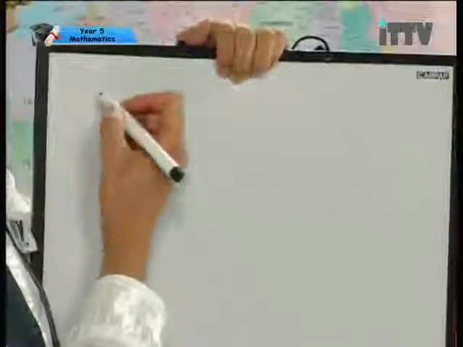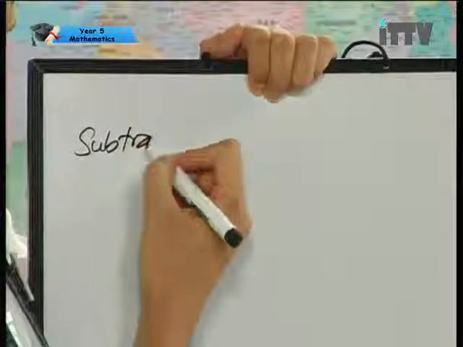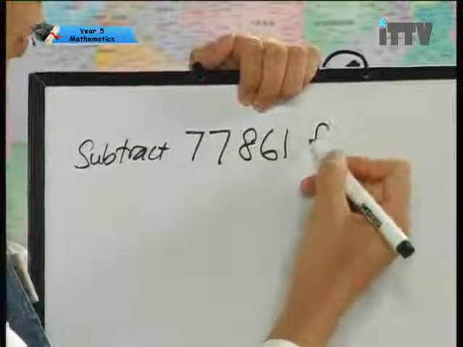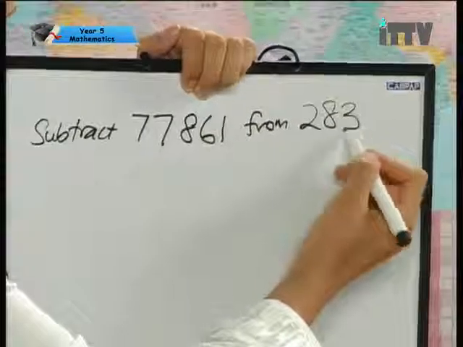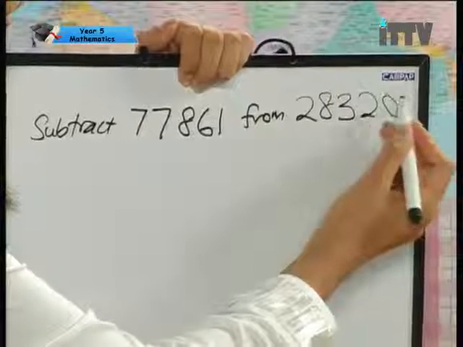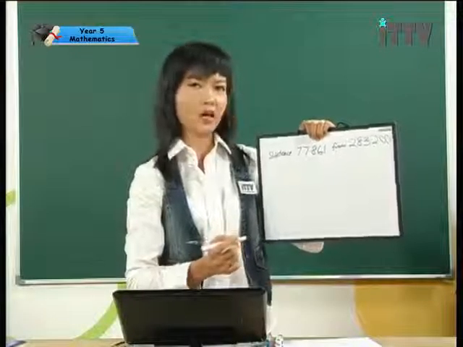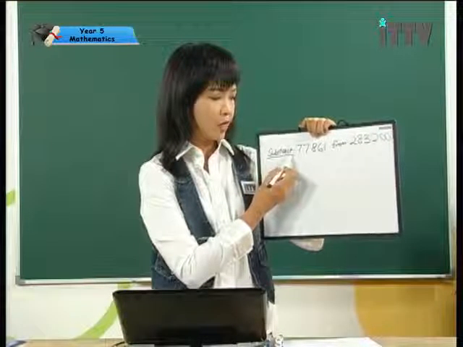So I'm going to write the question down first. Take away, subtract 77,861 from 283,200. Let's understand the question first. What is the question asking for? The question is asking for us to subtract.